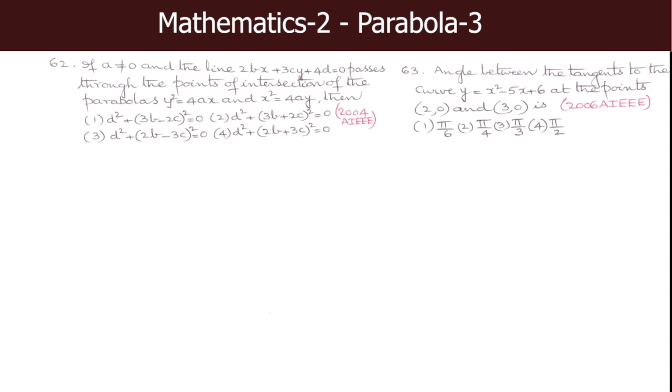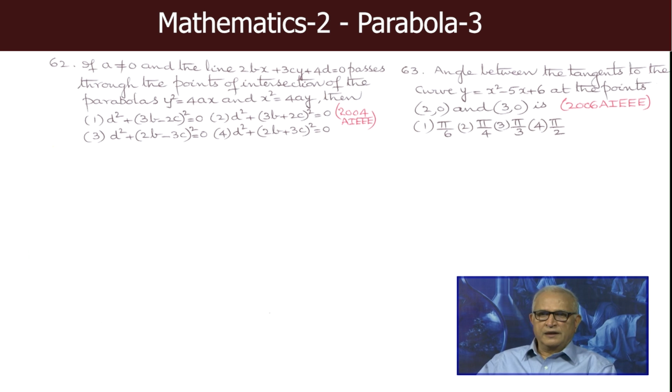Next, if A not equal to 0 and the line 2Bx plus 3cy plus 4d equal to 0 passes through the points of intersection of the parabolas y square equal to 4ax and x square equal to 4ay. What are the points of intersection of these two parabolas?